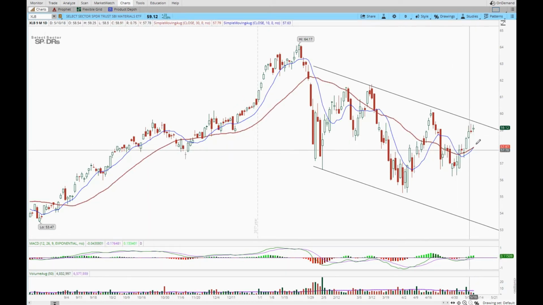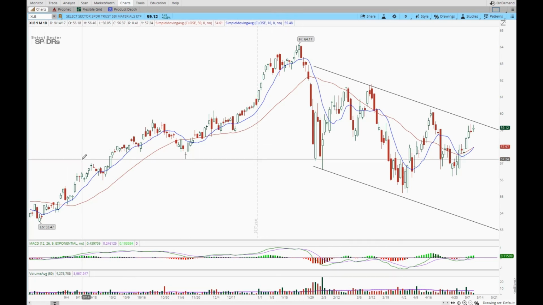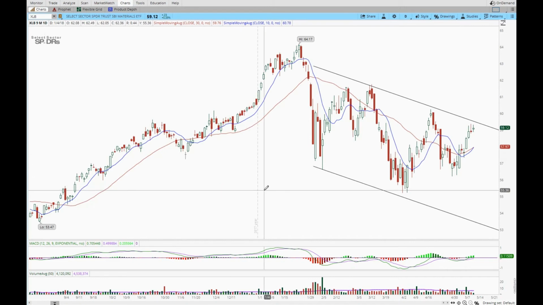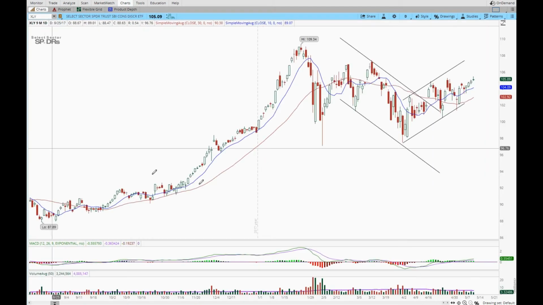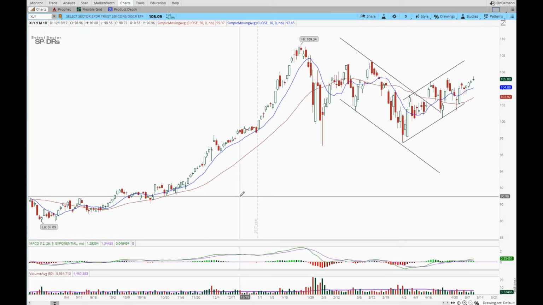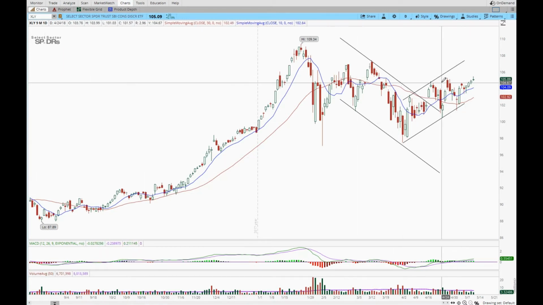The moving averages are moving to the upside here. So XLB, basic materials, is moving up 0.39% to the upside today. Then the next one down, it's XLY, consumer discretionary.